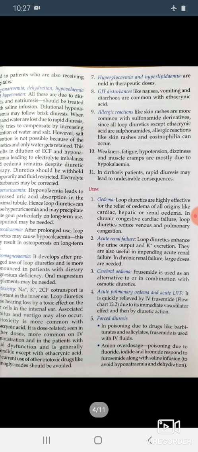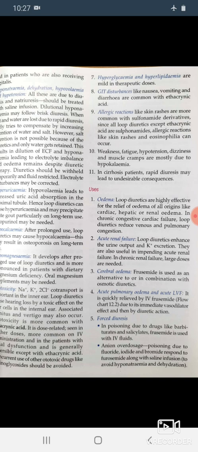The next side effect is hyperglycemia and hyperlipidemia. Glucose level and lipid level are increased in the blood, but it is very mild at therapeutic doses. GI disturbances like nausea, vomiting, and diarrhea occur with ethacrynic acid.